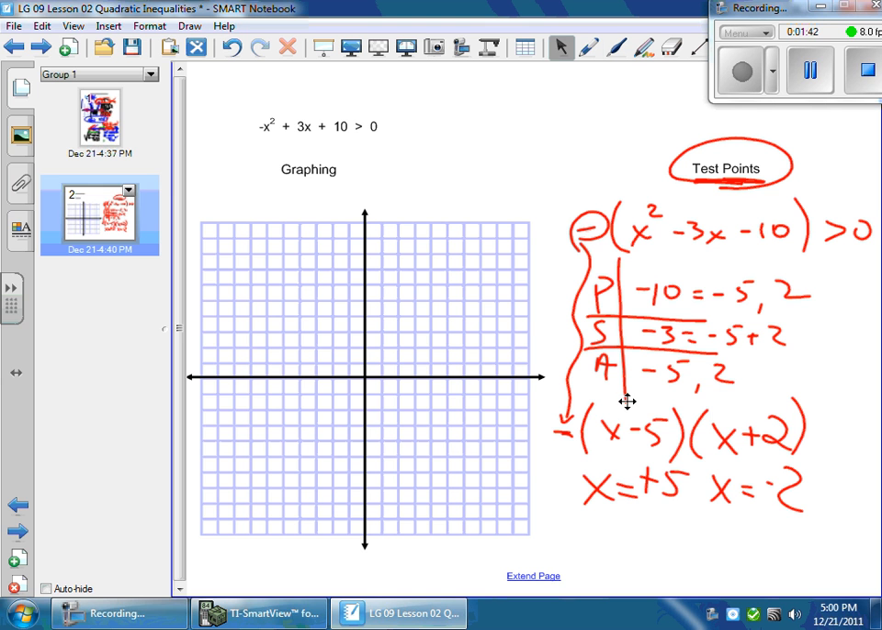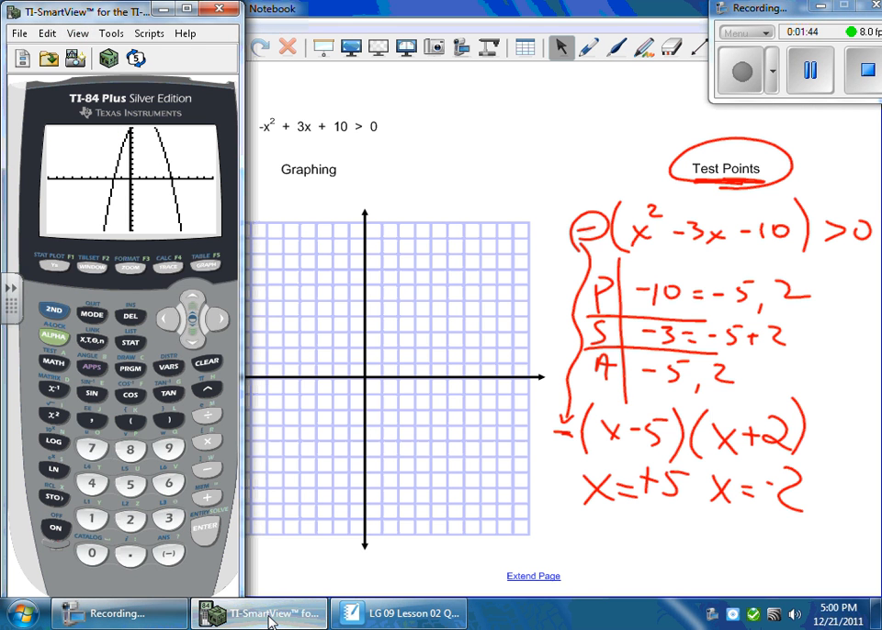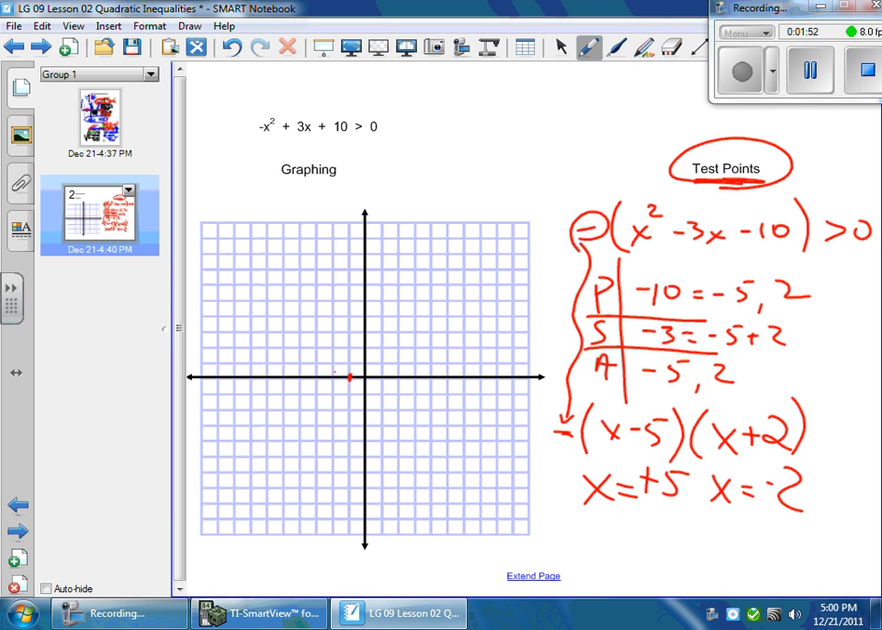And take a look at the graph that you had here, okay? Exactly what you had, positive 5 and minus 2. Yippee, yippee. Okay, so let's put that in there. Minus 2, there's 1, there's 2, and positive 5. 1, 2, 3, 4, 5. There's our parabola that looks something like that.